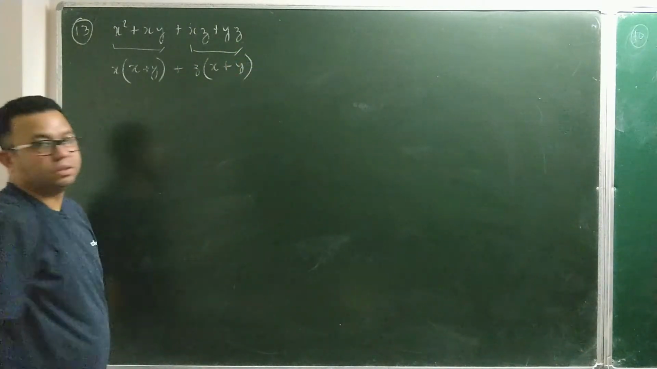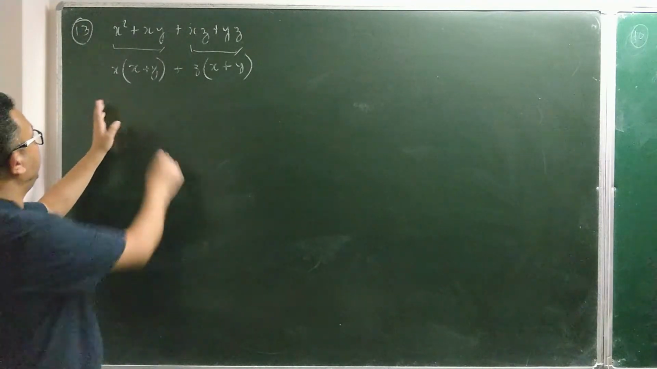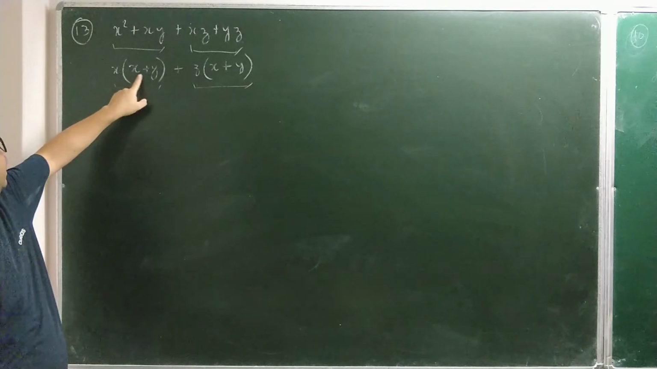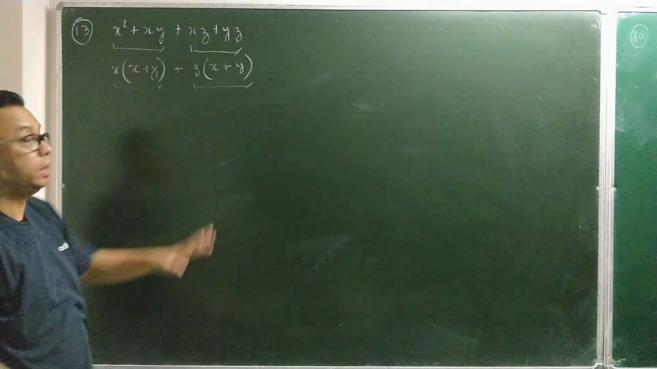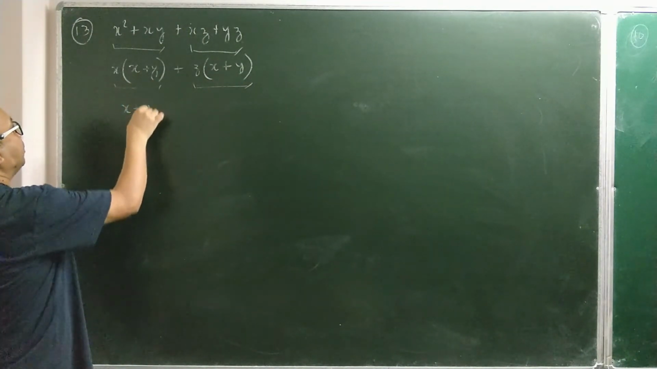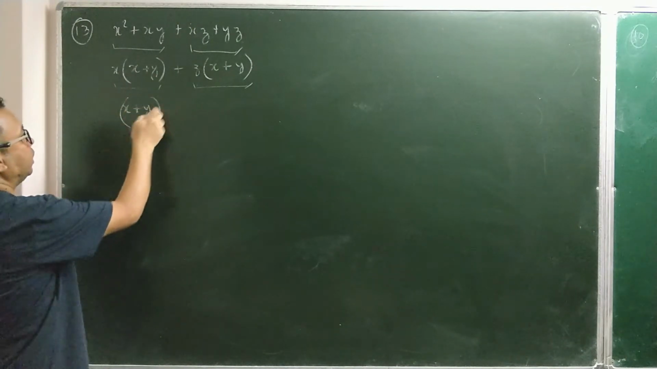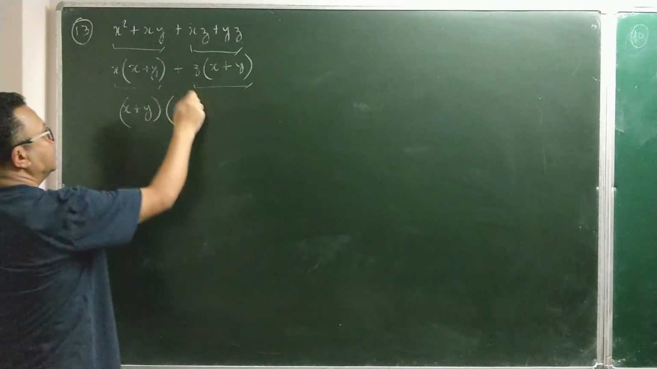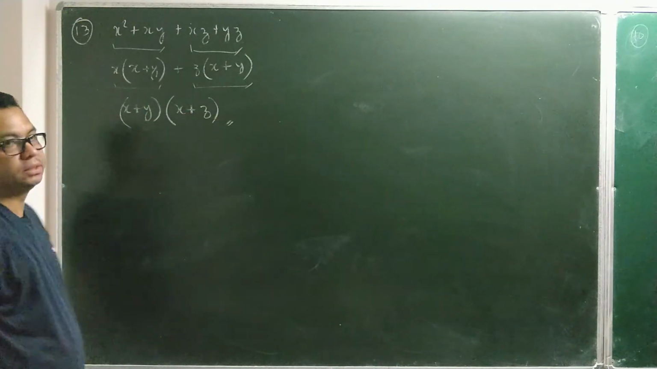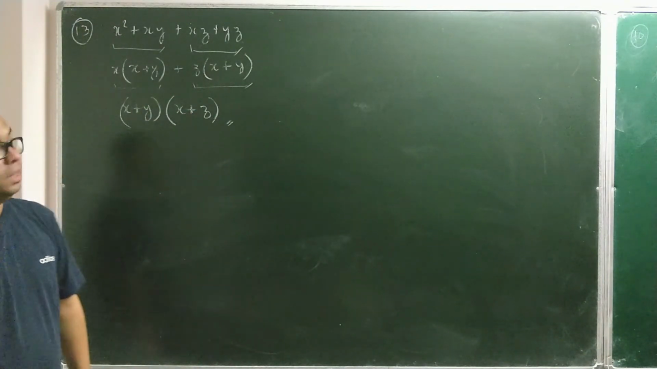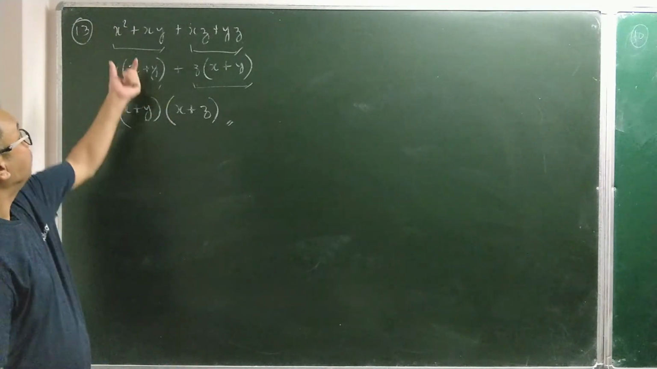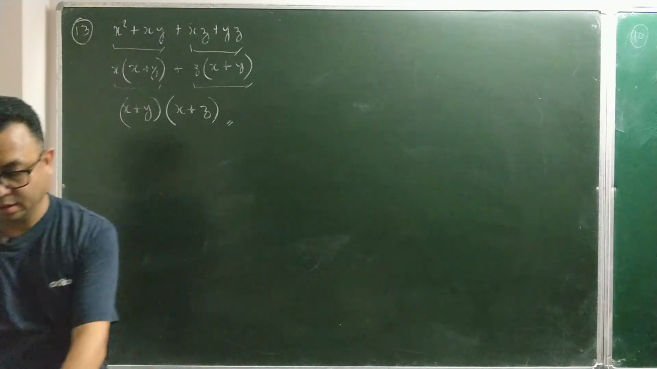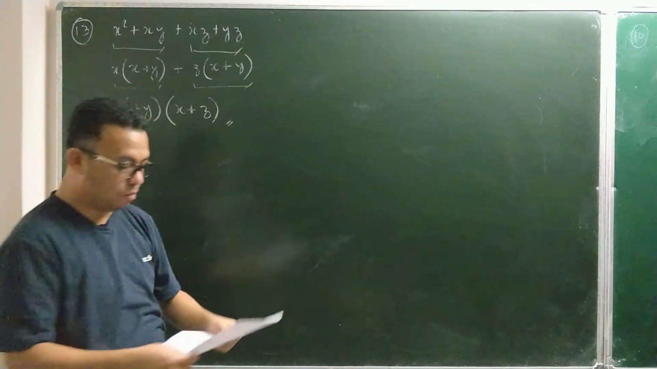Now this is not the final answer, because if you look between this and this, you will find something is common. I think you will find x plus y here also x plus y. So we'll take x plus y common. From here x plus y is common means only x is left. From here also x plus y is common means z is left. This is your final answer. This is the grouping method. So we have grouped it into 2 parts, then taken out common, and then again taken out common.